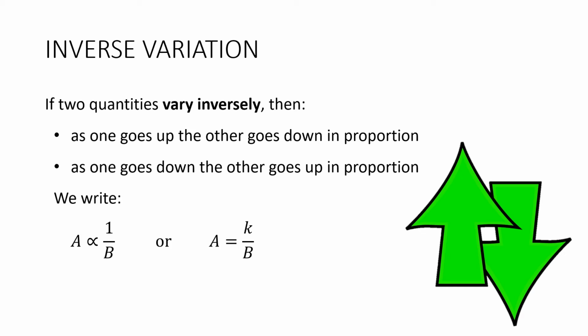We write A is proportional to 1 over B. And you can see that that sort of looks like a hyperbola with the pronumeral on the denominator. But some students prefer to start straight here, and this is a little easier. A is equal to K over B. And K, remember, is the constant of proportionality.